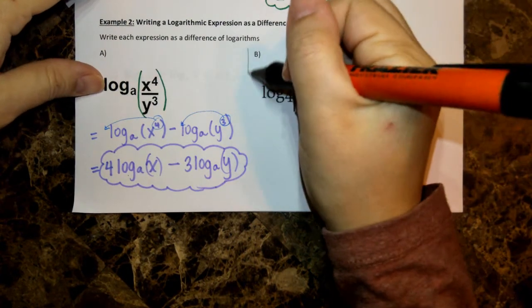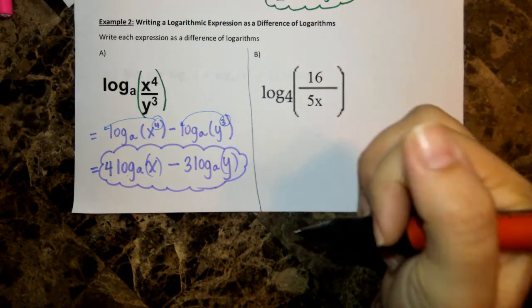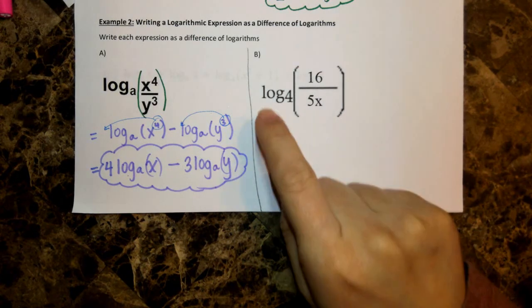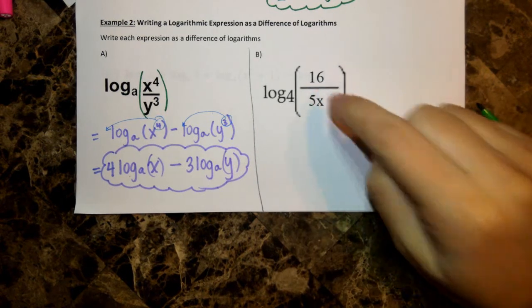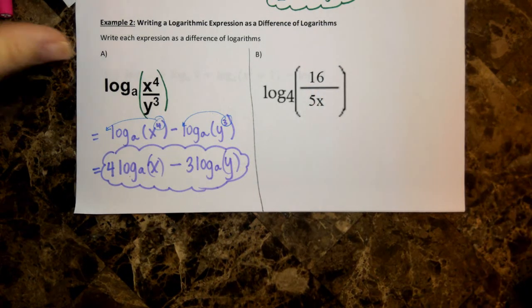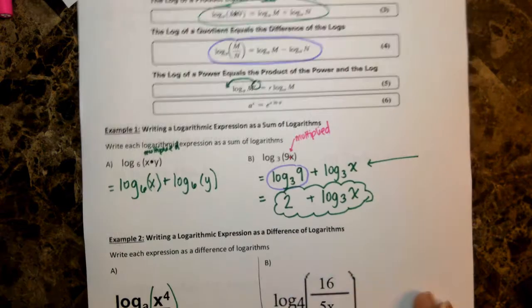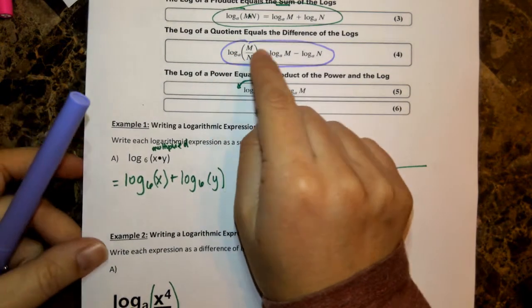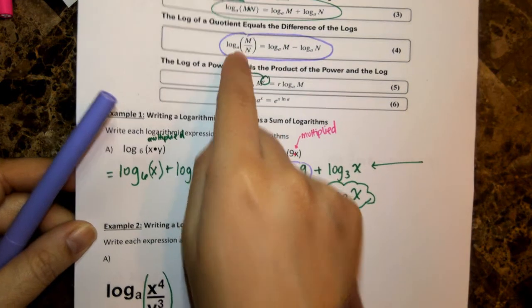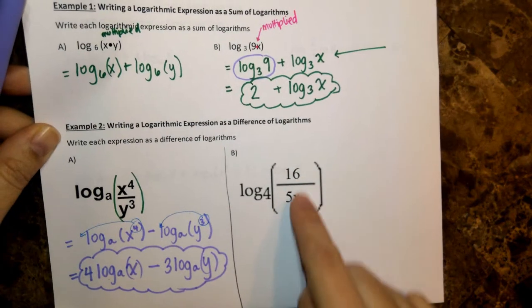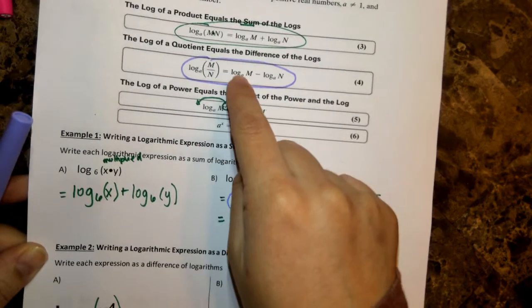All right, we're going to do the same thing for part B. For part B, we have log base 4 of 16 divided by 5x. We have 2 things that are being divided by each other inside of a logarithm. So I'm going to go ahead and use our second property up on top, which is the difference of a logarithm property. And it just says whenever you have 2 things being divided by each other, which is what a fraction is, it's division, you can rewrite it as 2 logs subtracting each other.